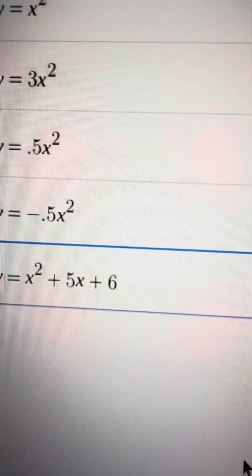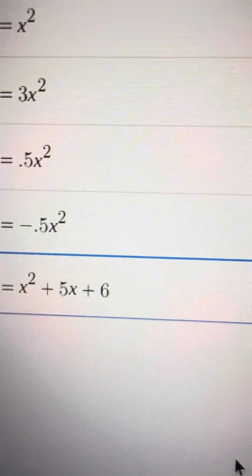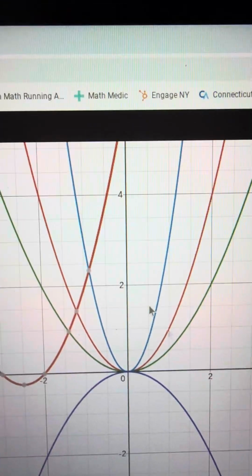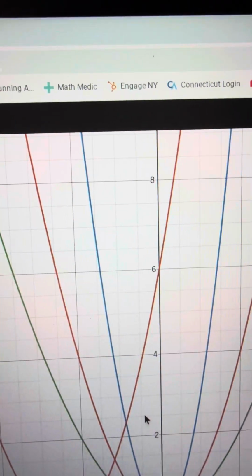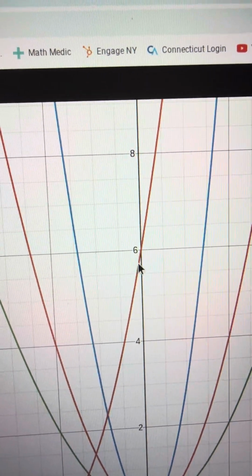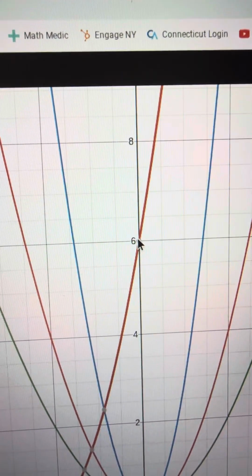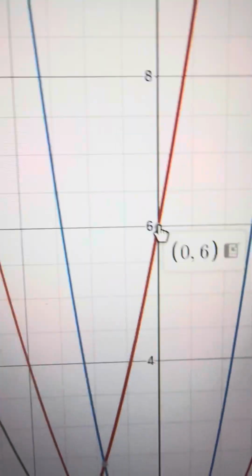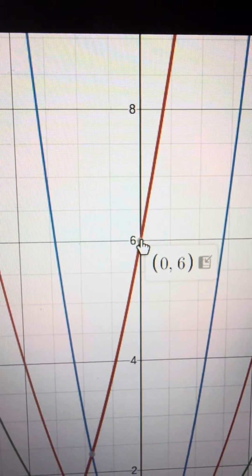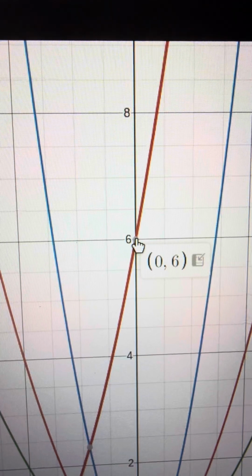But the thing you're really going to notice with this is the c value, that +6. If you look at this graph and you follow it up, what do you notice about the c value, 6? That tells you what your y-intercept is. So that's what the c value does with our graphs, and you can see what that will help us with.